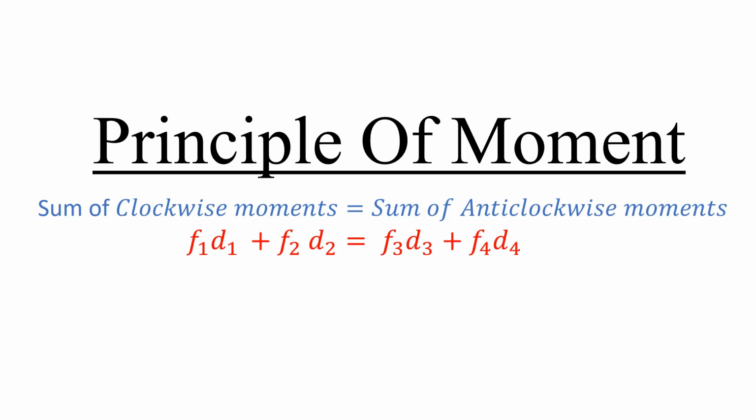Principle of moment states that for a body in equilibrium, the sum of the clockwise moments about any pivot point equals the sum of the anticlockwise moments about the same point. So if we were to express this principle mathematically, it means that you have the forces acting in the clockwise direction on one side equal to the sum of the forces acting in the anticlockwise direction on the other side.